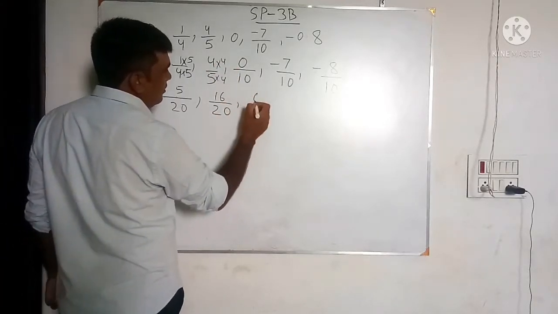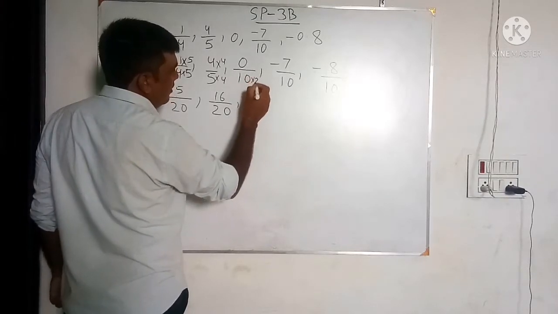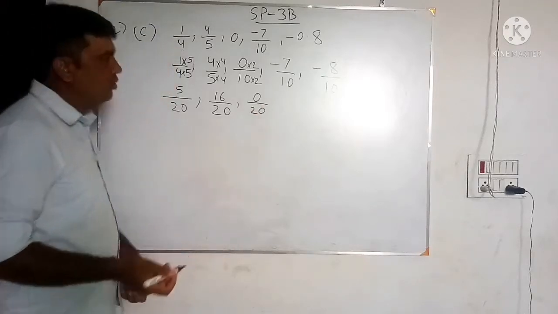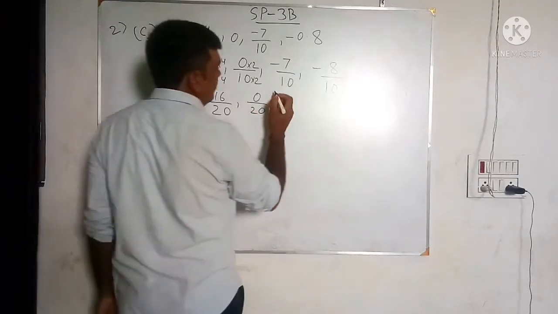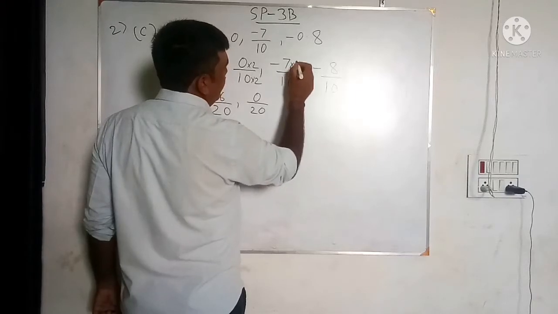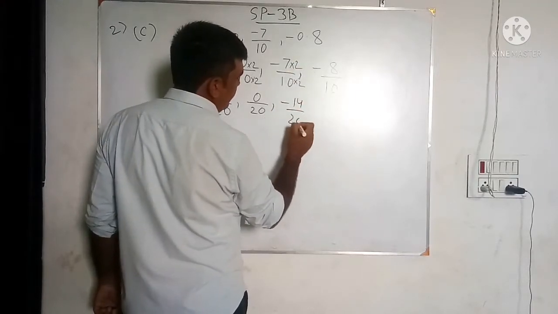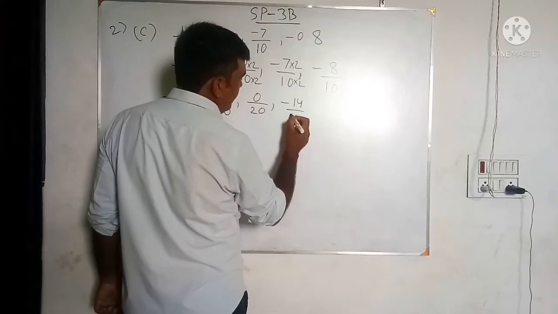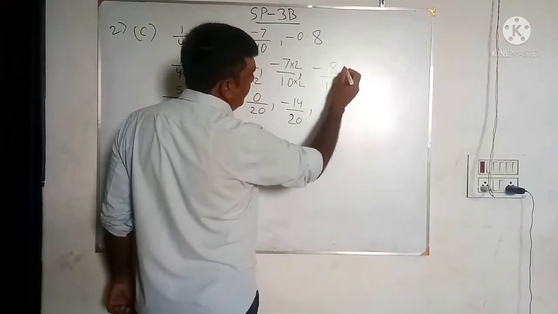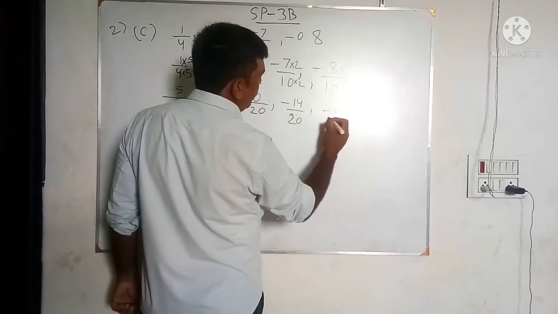Here 0 by 20, multiply by 2 top and bottom, so it will be 0 only. 0 by 20 means 0. Now here multiply by 2: 10 becomes 20 and 7 becomes 14, so you will get minus 14 by 20. Here multiply 10 by 2 and 8 also by 2, so you will get minus 16 by 20.